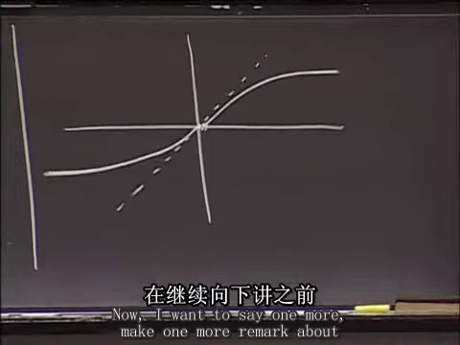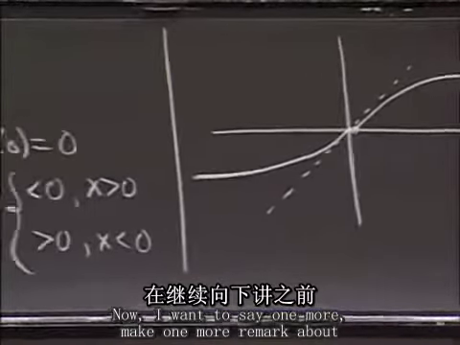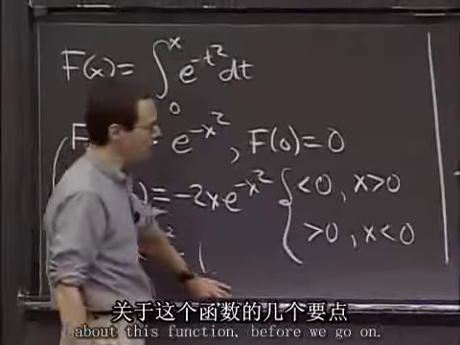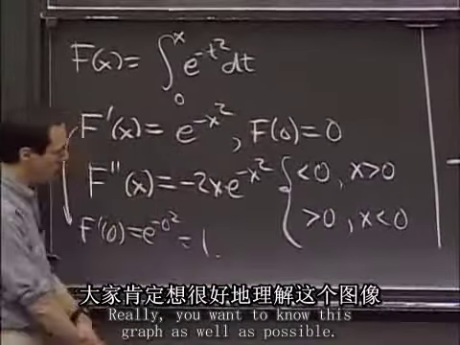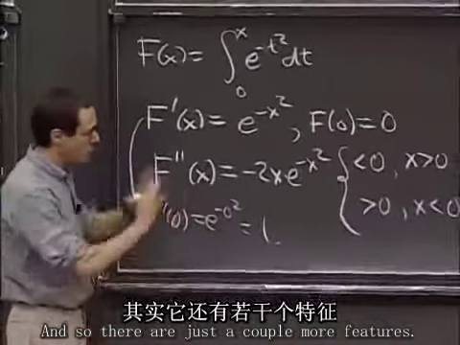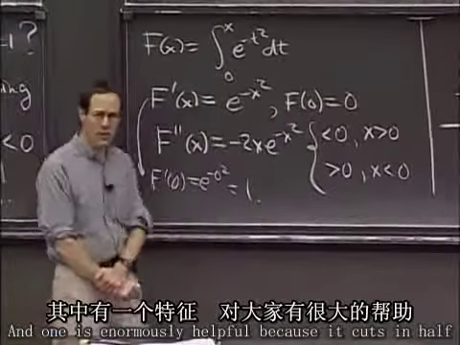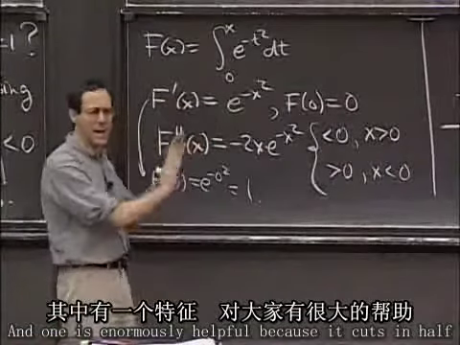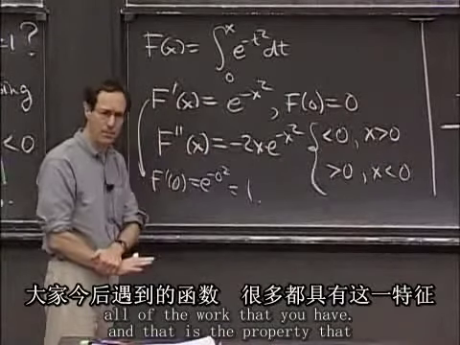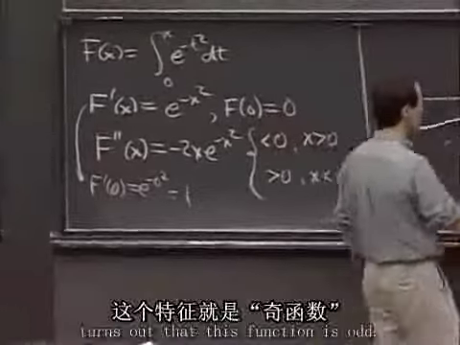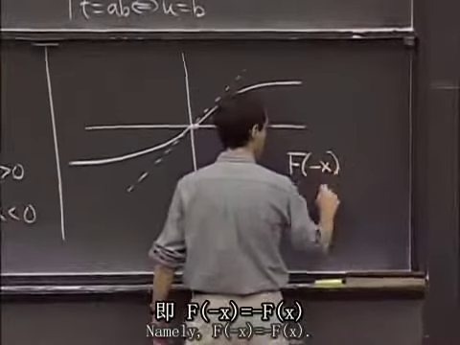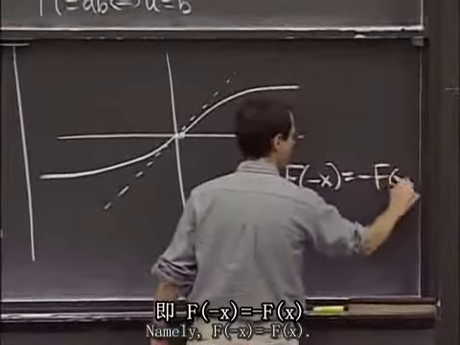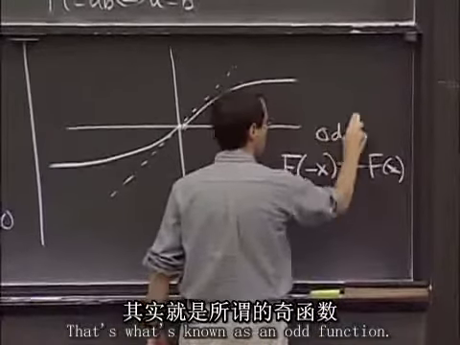I want to make one more remark about this function, or maybe two more remarks about this function before we go on. Really, you want to know this graph as well as possible. And so there are just a couple of more features. And one is enormously helpful because it cuts in half all of the work that you have. And that is the property that this function is odd. Namely, f of minus x is equal to minus f of x. That's what's known as an odd function.